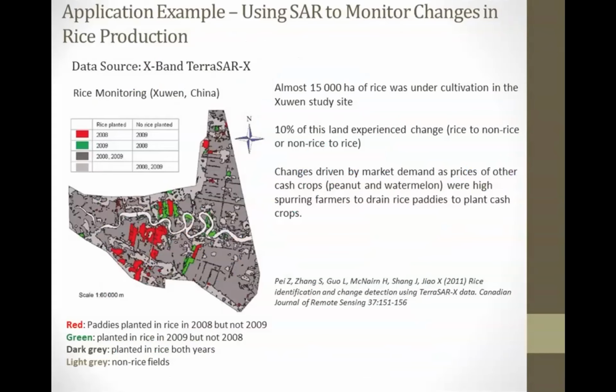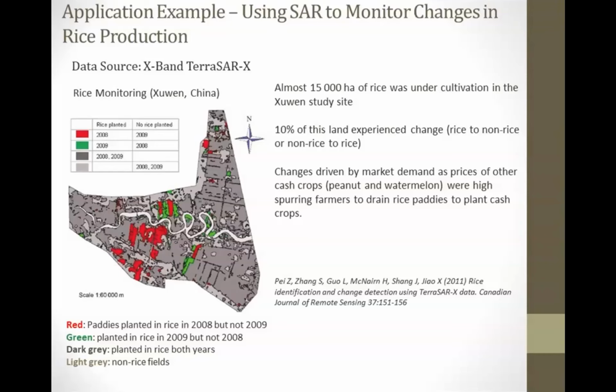And a second example, this one is from China, again using a radar satellite, one of these synthetic aperture radar sensors. So in this part of China, there's about 15,000 hectares of rice that's under cultivation. And the Ministry of Agriculture in China wanted to understand how the rice acreage was changing in this part of China. So we collected radar images over 2 years, 2008 and 2009. And through a sort of simple classification process, we were able to identify how much acreage of rice was changing.